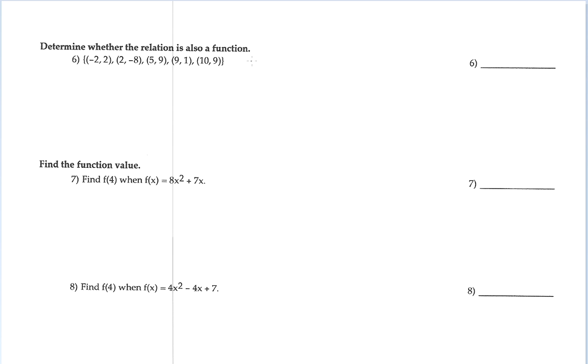Okay, determine whether a relation is also a function. I want to look at my x values, and the idea is the x values have to be different for it to be a function. So these are all different x values, so therefore it is a function.